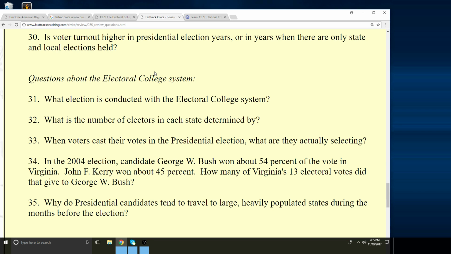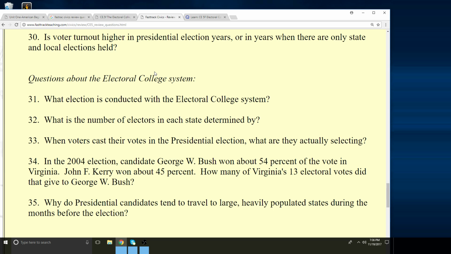The magic number again being 270, as you learned when we played that game, Win the White House, which you can go to icivics.org to play. The total number of electoral votes is 538. If you do the math, half of 538 is 269, so they wanted to make sure you got one over half. That's why you have to get 270.